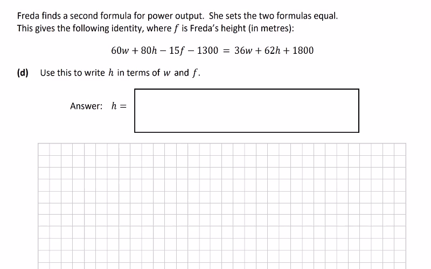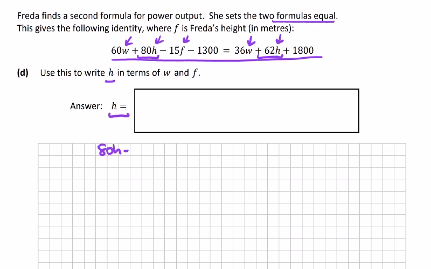Frida has this problem now. She finds a second formula for power output, and she sets the two formulas equal. This guy here, big long list. What unknowns have we got? W, H, F. Don't get confused by all these. W, H, no F. So write H in terms of W and F, and they're telling you here H equals. So we want H on its own. I have 80 minus 62, so I'll bring them to the left. 80H minus 62H equals, we already have 36W over there.